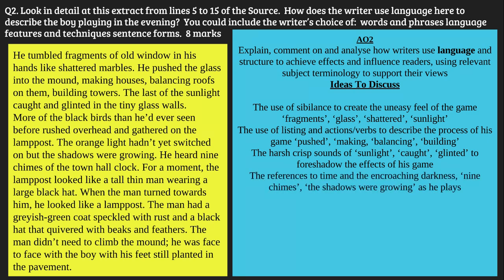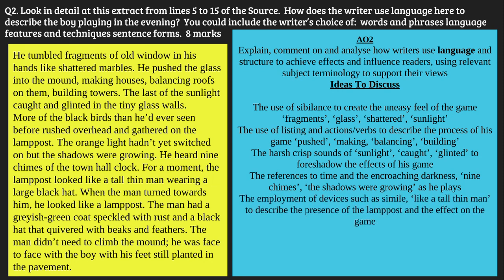The references to time and the encroaching darkness. Nine chimes, the shadows were growing as he plays. So there's that slight element of foreshadowing maybe in those things there. The use of devices such as the simile, like a tall, thin man, to describe the presence of the lamppost and the effect on the game.